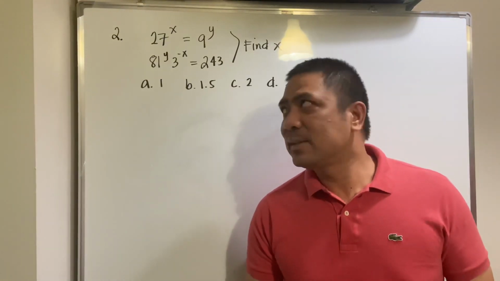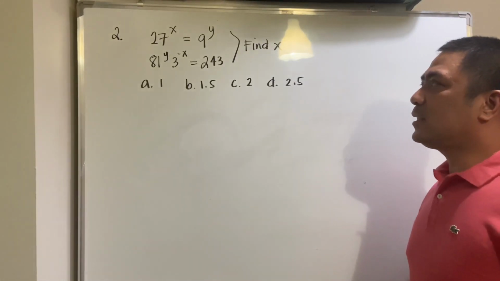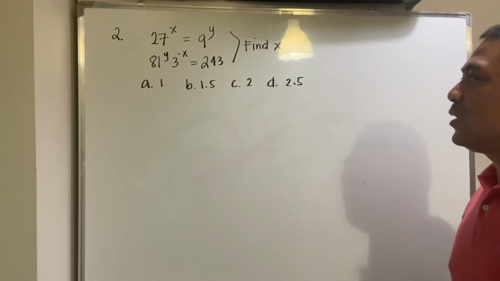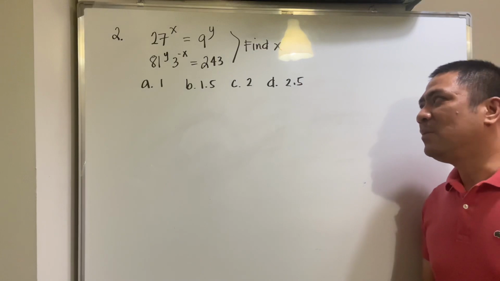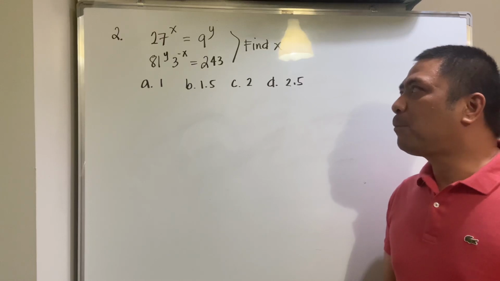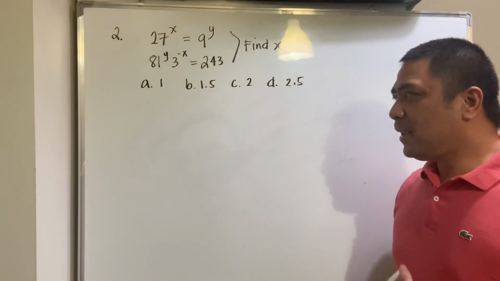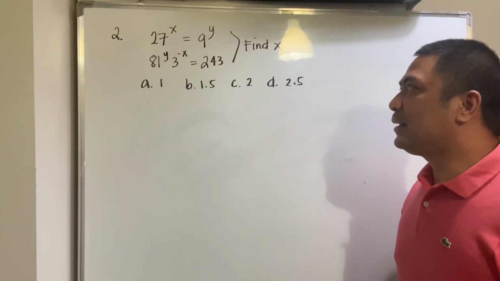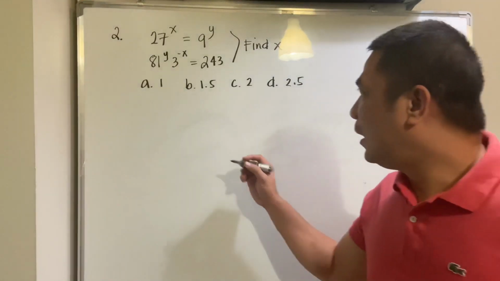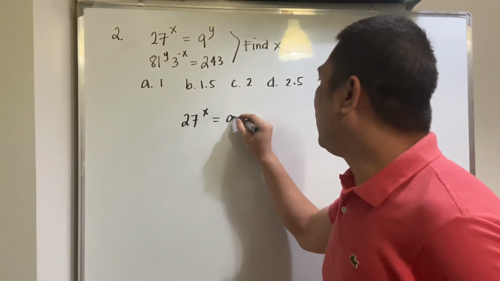So let's go to our second problem. We have two equations. The first says 27 raised to x is equal to 9 raised to y. And the second equation is 81 raised to y times 3 raised to negative x is equal to 243. The only challenge in this type of problem is how you can make their bases uniform so that you can cancel the bases. For example here, 27 raised to x is equal to 9 raised to y.